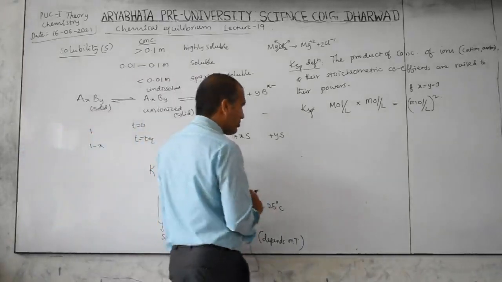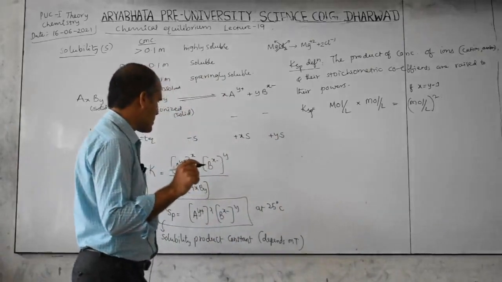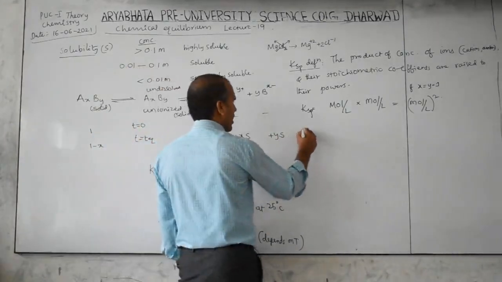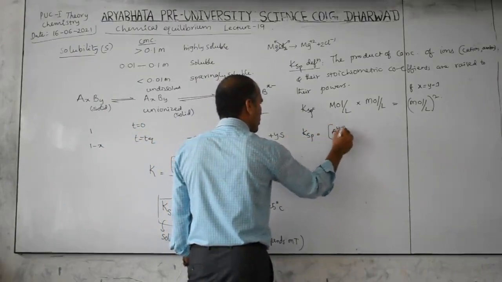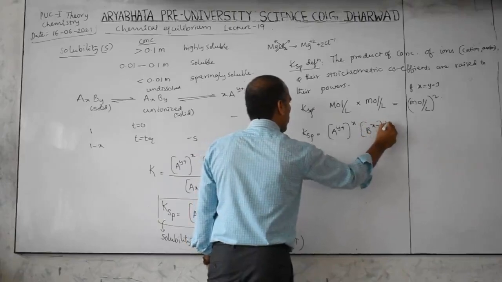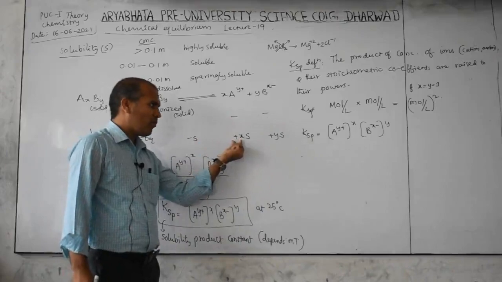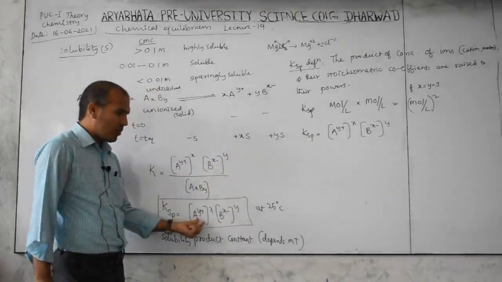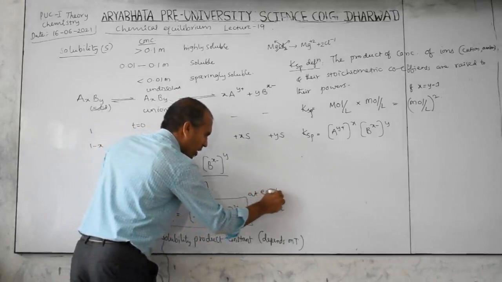Now keep in mind, KSP is equal to A power Y plus whole power X, B power X minus whole power Y. Now keep in mind, at equilibrium, what is it? Because this is at equilibrium only. Keep in mind, this is at equilibrium.